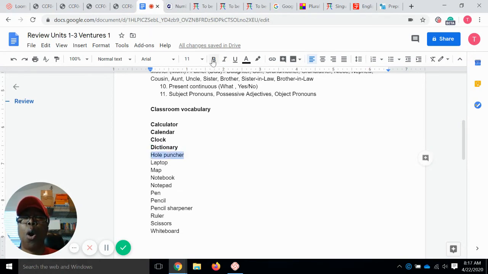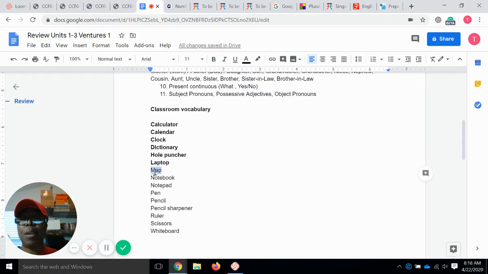Then we have hole puncher. A hole puncher puts holes in the paper in the classroom, right? Let's see. Here's a notebook. And as you can see, this notebook has holes, right? And our hole puncher is what put the holes in the paper. Next, we have laptop. Repeat after me. Laptop. Good. A laptop is a computer that can sit in your lap.